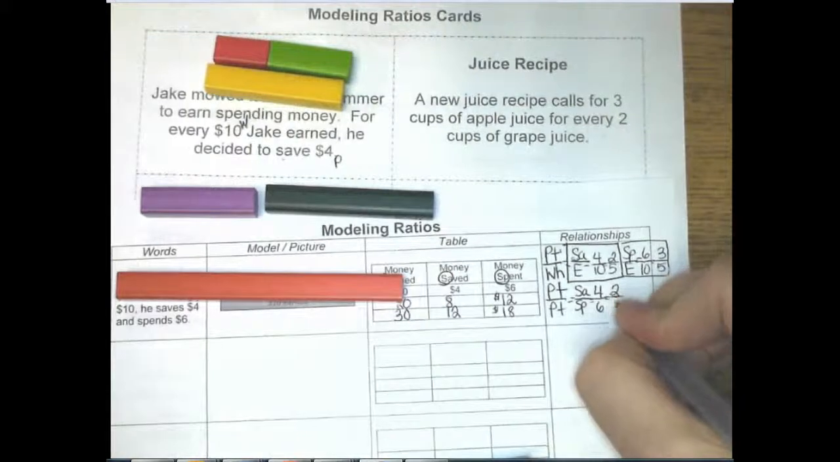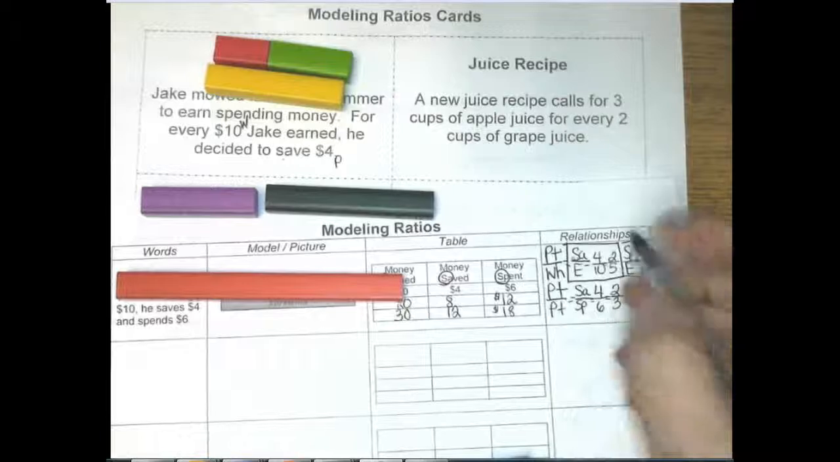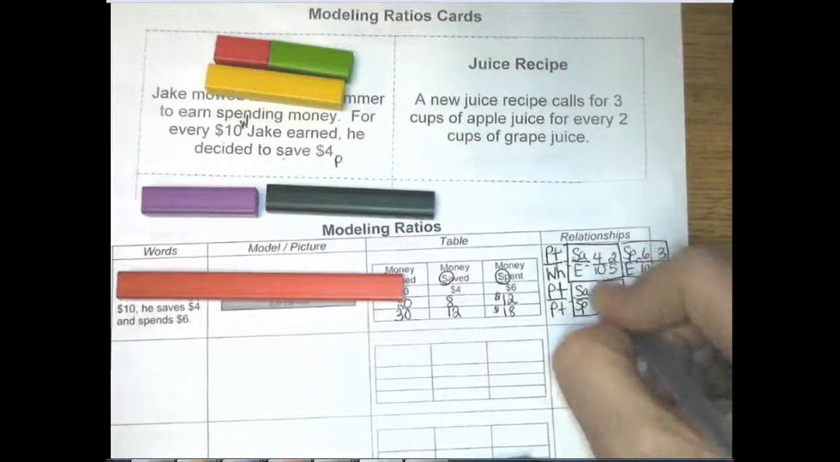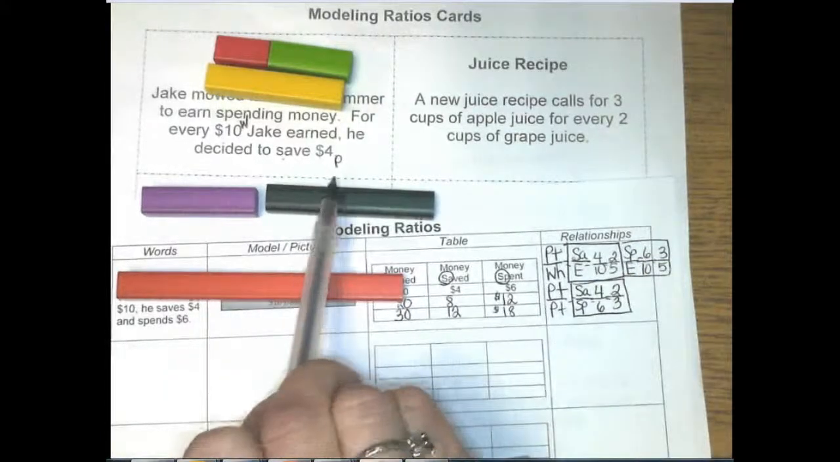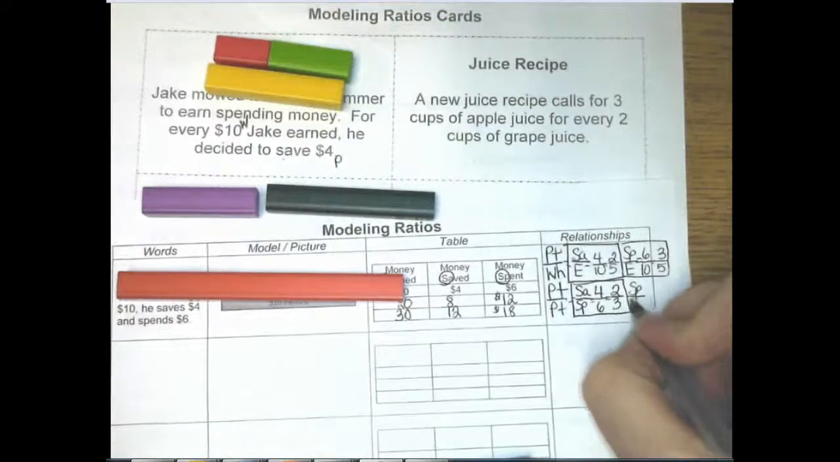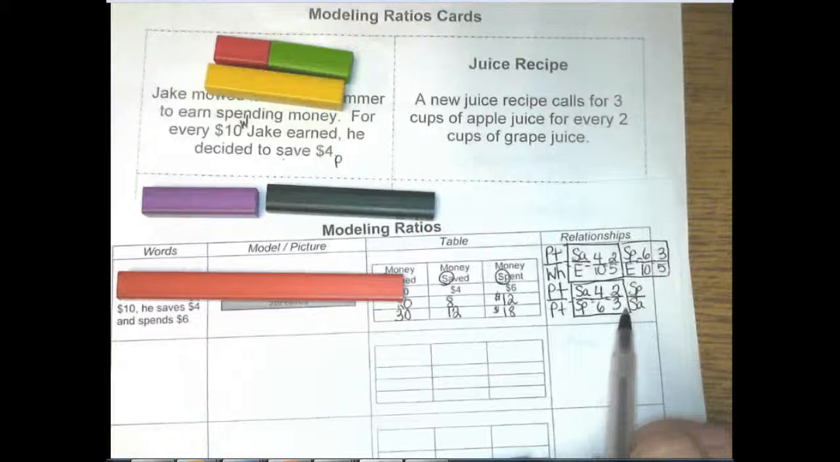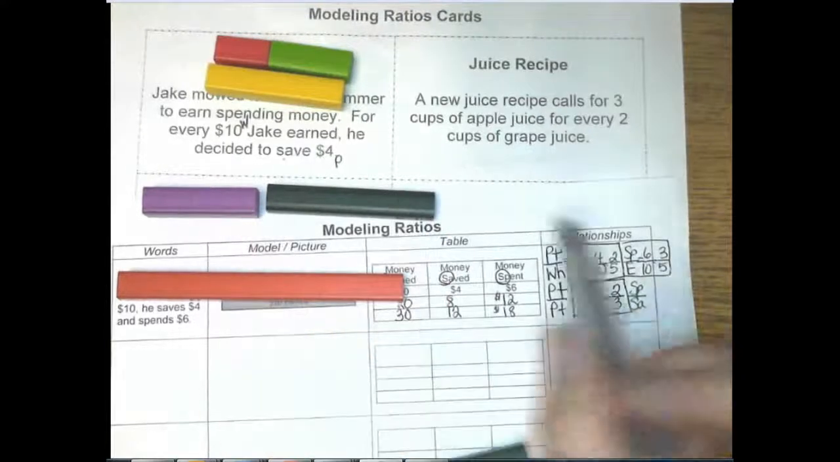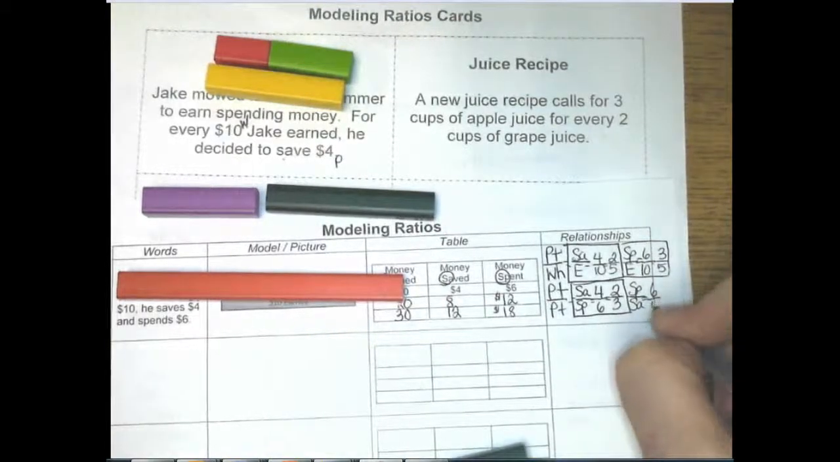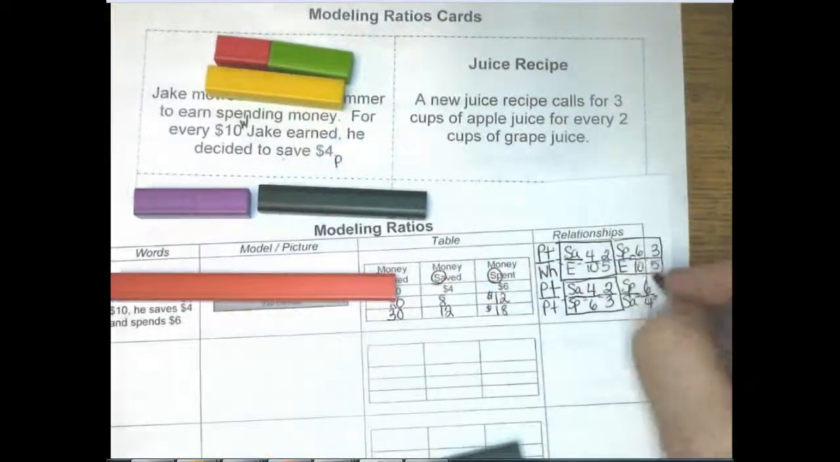That means for every $2 I save, I spend $3, okay? So that is saved to spent. Well, if I do saved to spent, I could also do spent to saved. Spent to saved. Notice how I'm also writing what it is that I'm comparing. That's a really, really important part of ratios, telling me what it is that you're comparing. So spent to saved would now be 6 to 4. 6 to 4, if I want it in simpler terms, I could say 3 to 2, right?